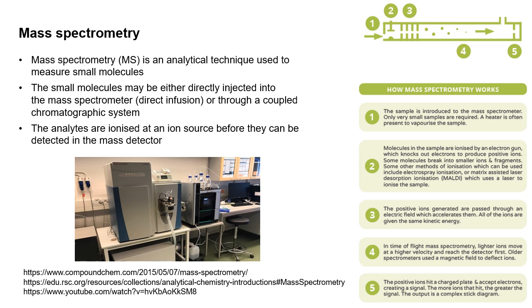The molecules can be either directly injected into the mass spectrometer, which is called direct infusion, or introduced through a coupled chromatographic system. And in metabolomics cases, it is almost always coupled with a chromatographic system. I'm sure you can already guess the reason why. That's because we want to get as many components as possible, so we need to get them separated as efficiently as possible so that we maximize the ability of the compounds to be seen.